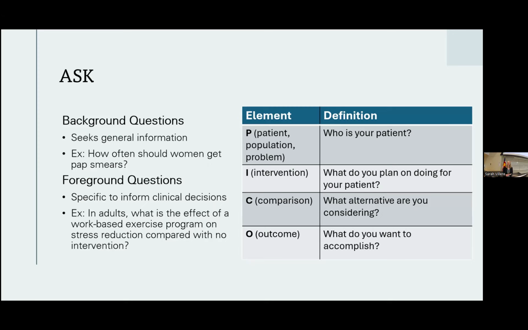And they are oftentimes made up of 3 to 4 components using a PICO framework. So PICO is a way to set up your questions that includes the P, either your patient, population, or problem; I, your intervention; C, your comparison; and O, your outcome. So an example of that type of question would be, in adults, what is the effect of a work-based exercise program on stress reduction compared with no intervention?